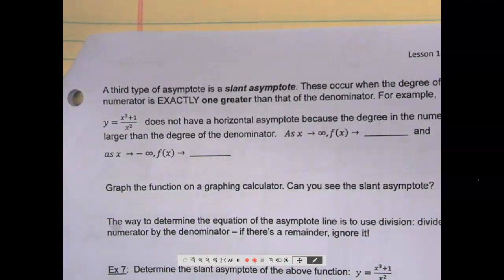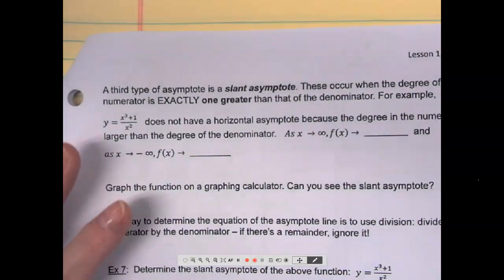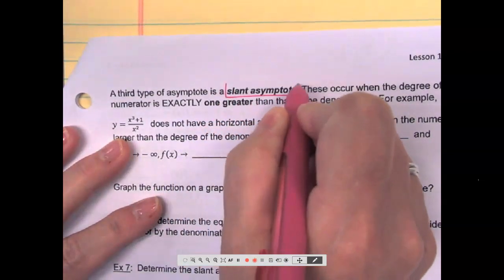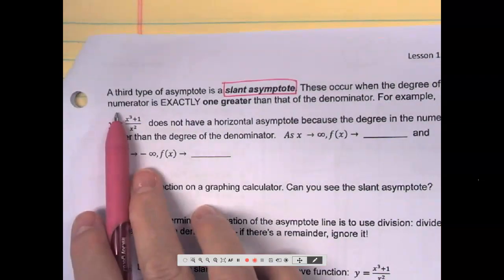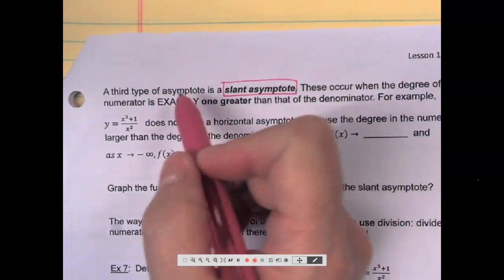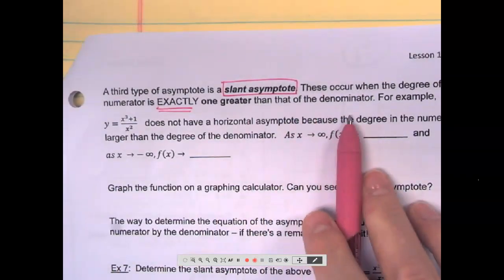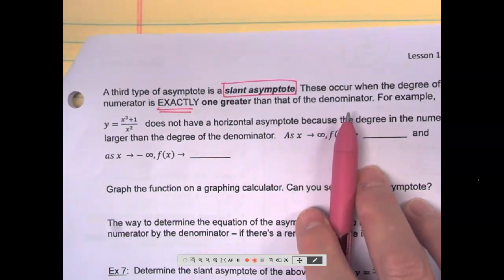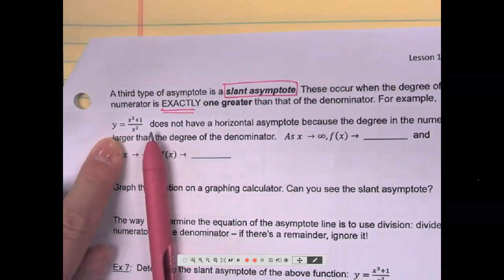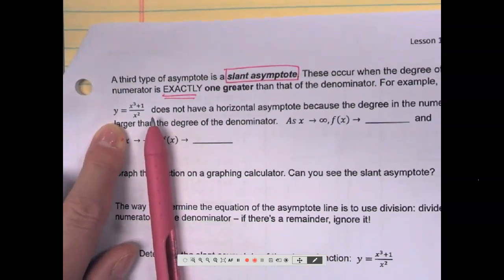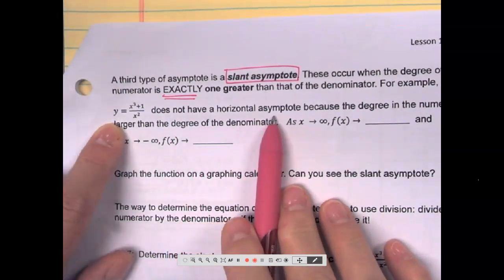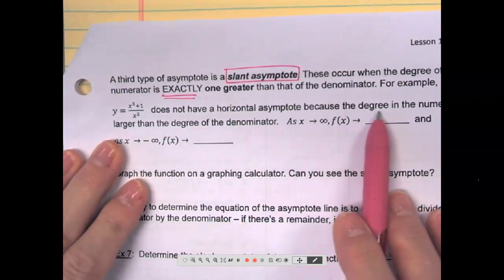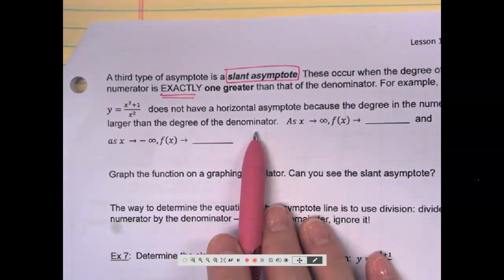There's a third type of asymptote. It is called a slant asymptote. Guess what it looks like? A slanted line. These occur when the degree of the numerator is exactly 1 greater than that of the denominator. For example, this one right here. X cubed plus 1 over x squared. Degree of numerator is 1 more than degree of denominator. It does not have a horizontal asymptote because the degree in the numerator is larger than the degree in the denominator.